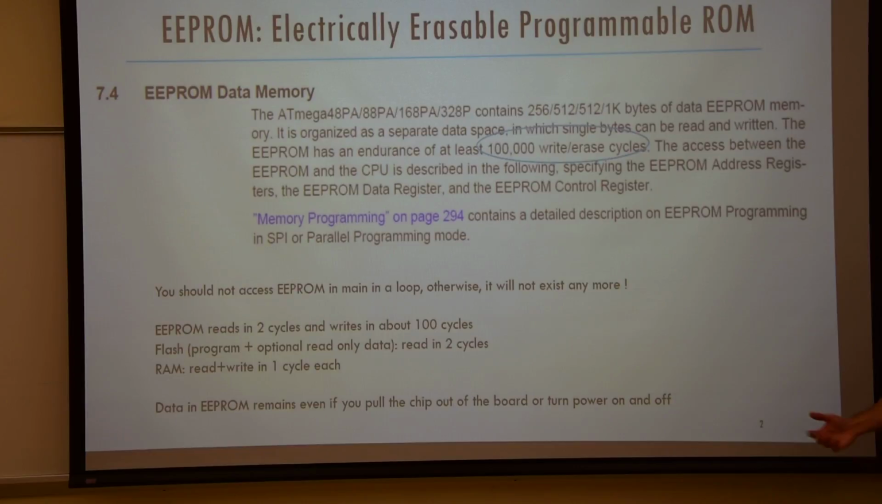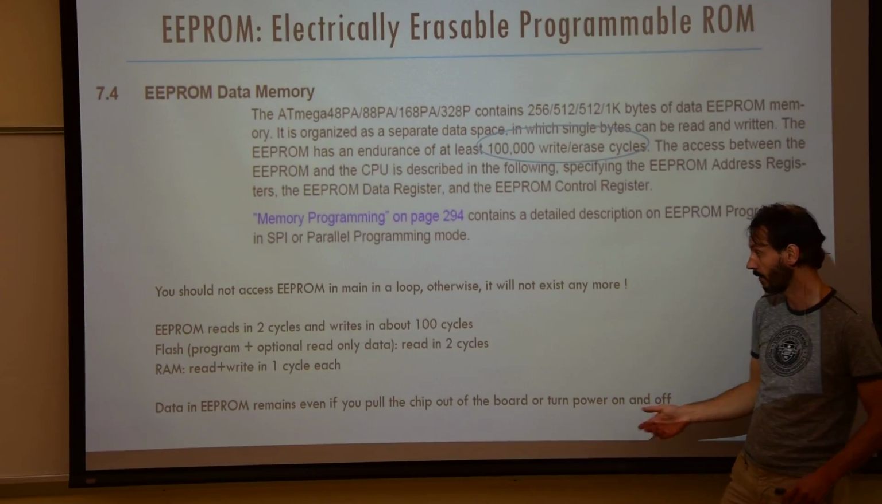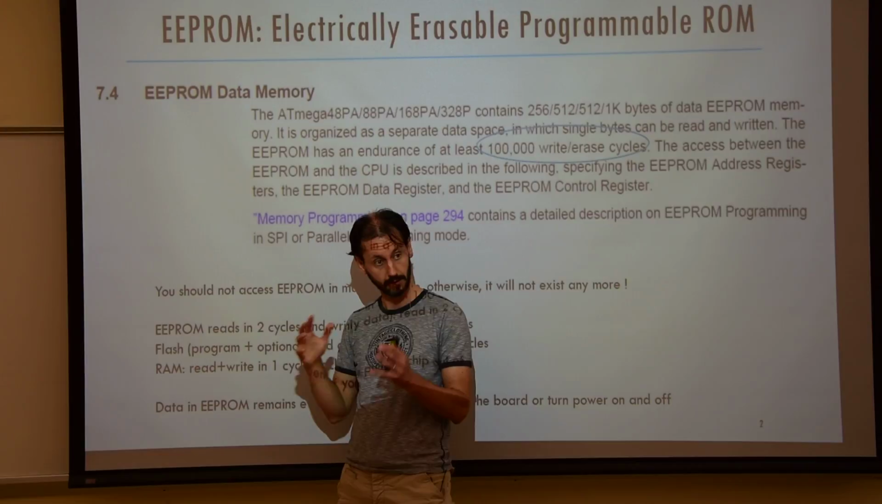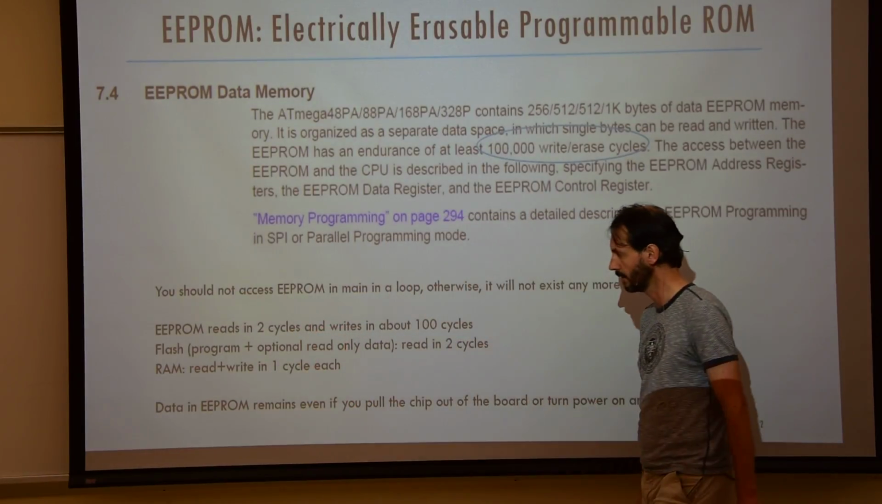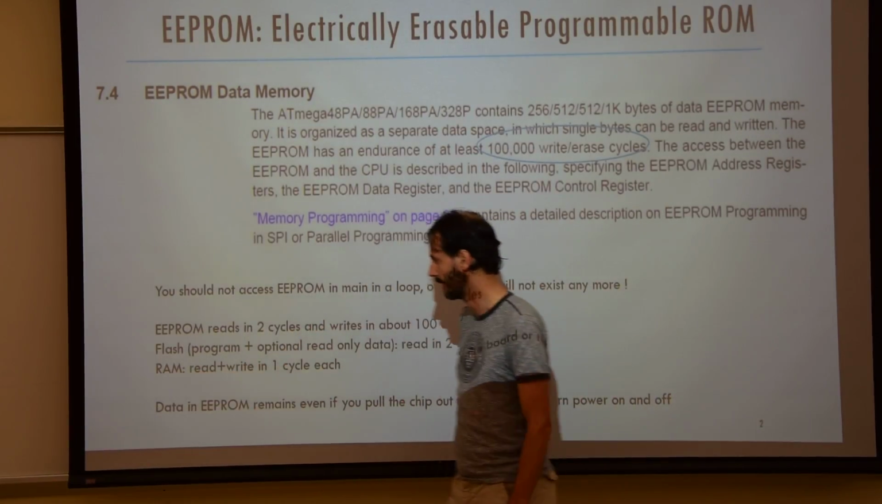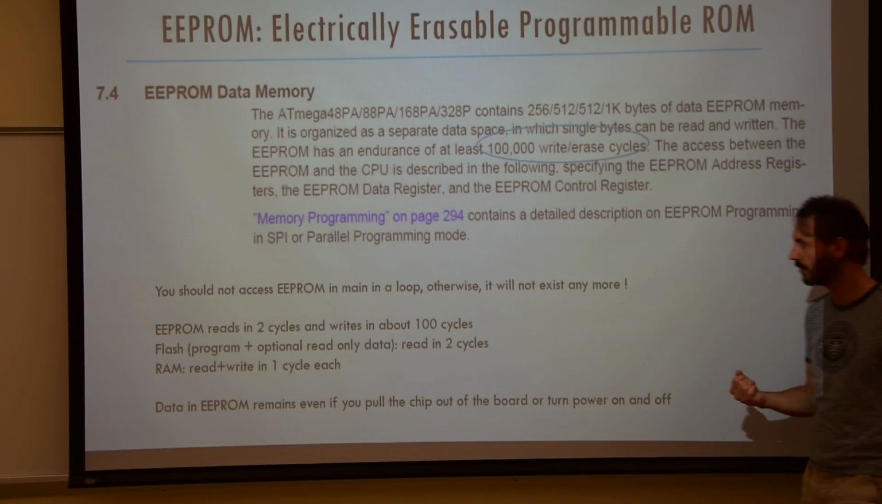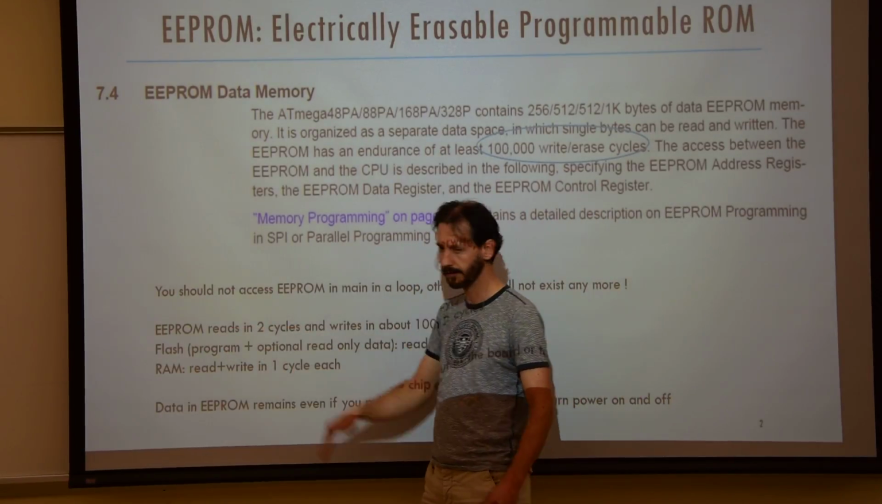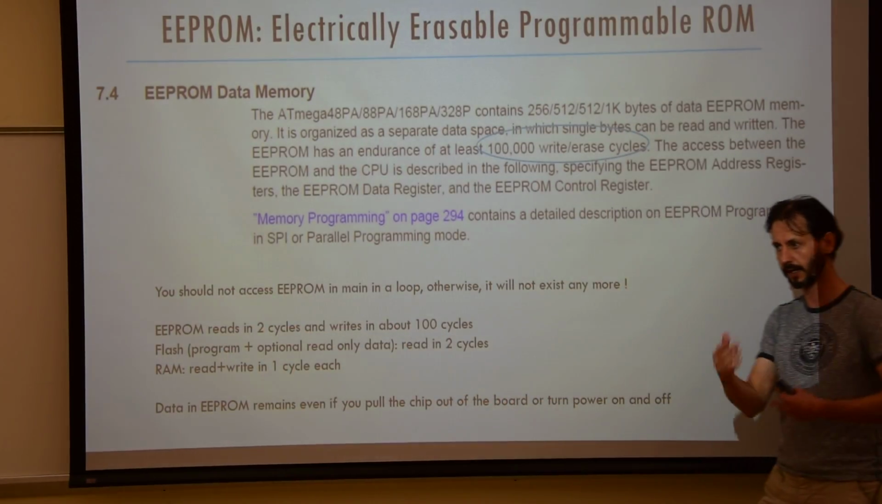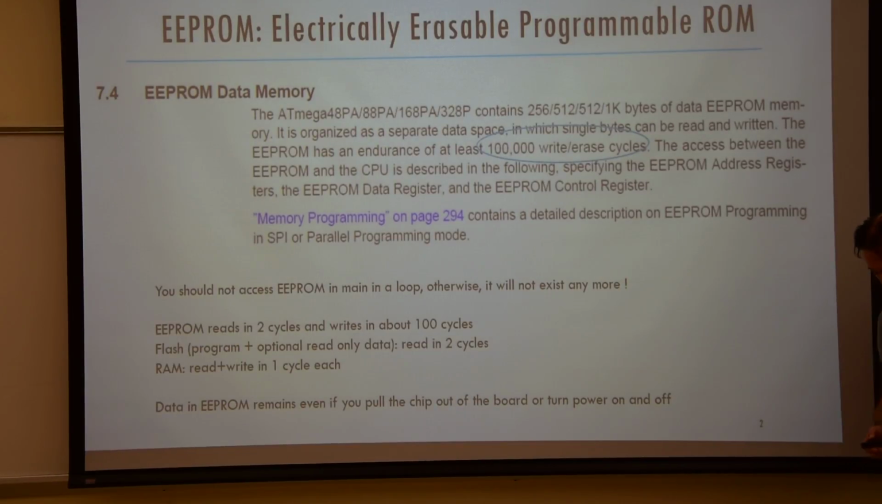So even if you pull the chip out of the board or turn power on and off and so on, the data in here survives, as opposed to RAM over here. That makes EEPROM very interesting to store data or the current state of your execution in case you need to go into a sleep mode or reset your device. Things like that. So you can use EEPROM to take a snapshot of your state, store it in there, so next time when you start it again you can pull out that information that is needed.